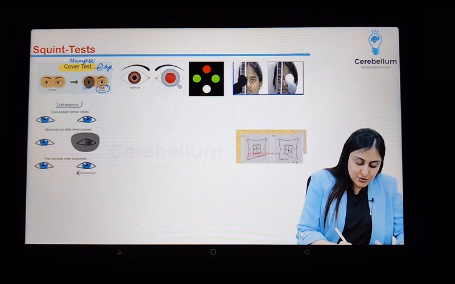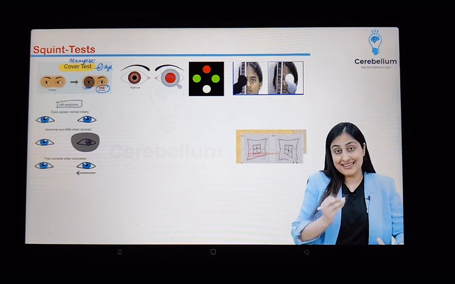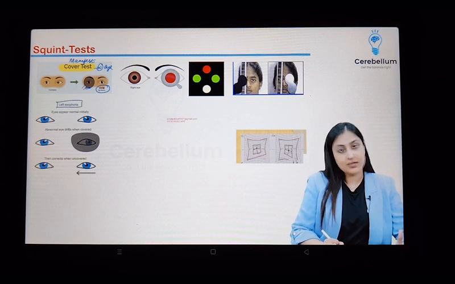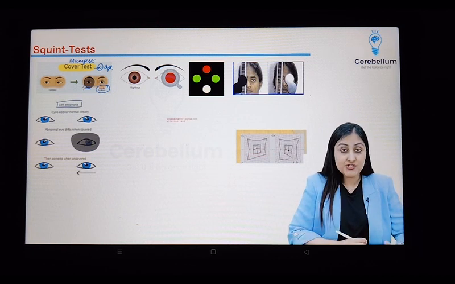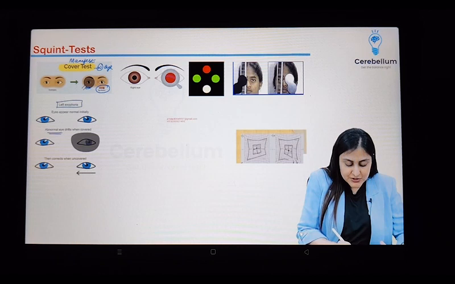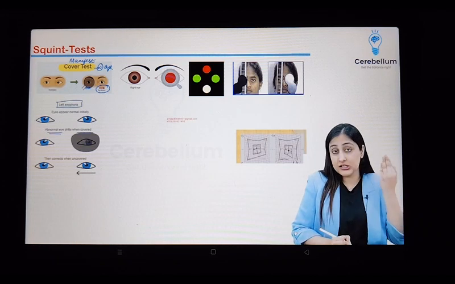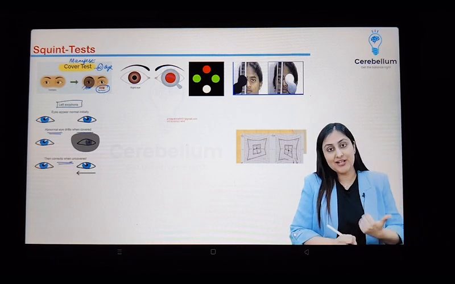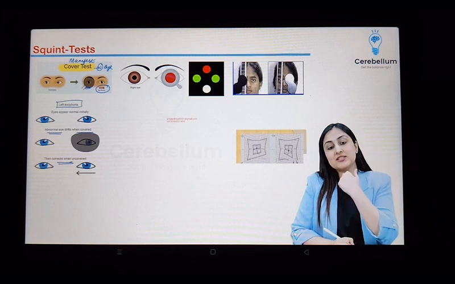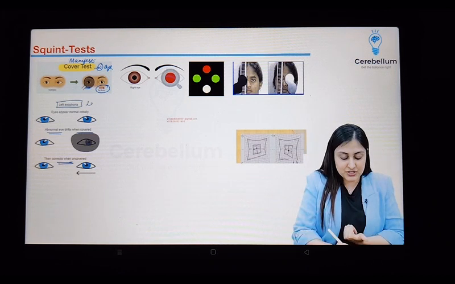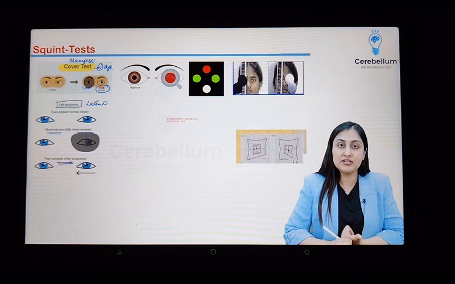On the other hand, for exophoria, meaning for latent squint, we are going to cover both the eyes one after the other because we don't know which eye is the squint. So the abnormal eye is going to drift when covered. So whenever I uncover, it is going to move. Alright, so whichever eye moves on being uncovered, that is the eye which is actually having the phoria, which is the latent squint. So this is the cover uncover test.